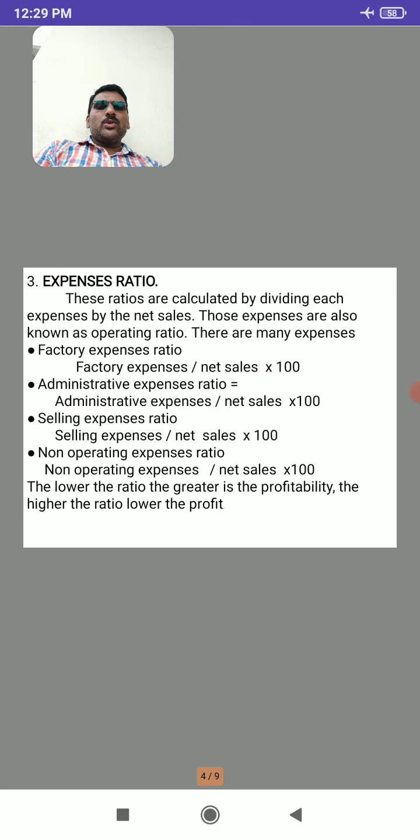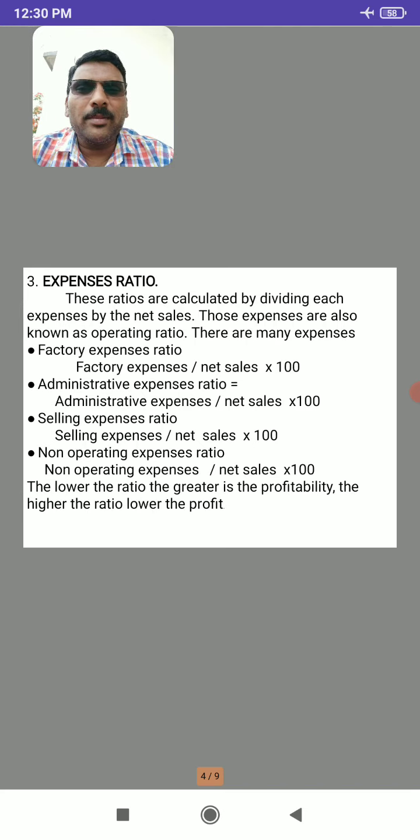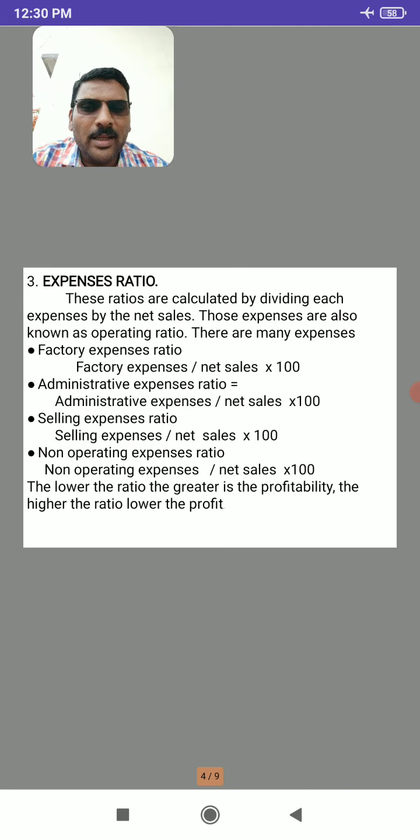The lower the ratio, the greater is the profitability. Lower ratio means that if the expenses are less, automatically the profitability of the firm is more, and if the ratio is high, automatically the profit earning capacity of the firm is very low. So therefore the firm has to maintain a low ratio. If it is incurring less cost, then automatically the firm's profit will be very high, so the earning capacity of the firm will be very high.